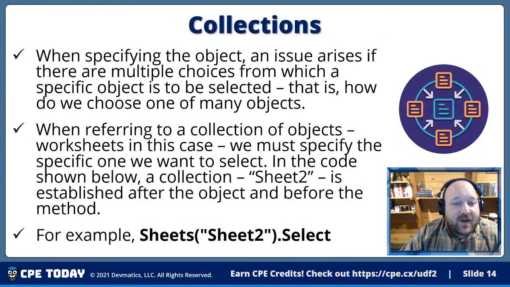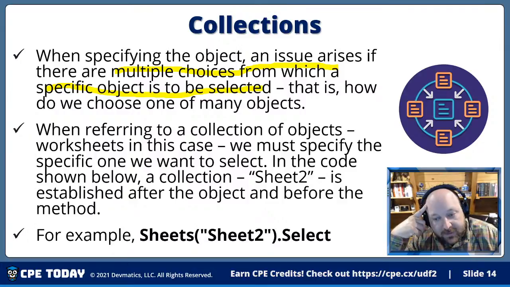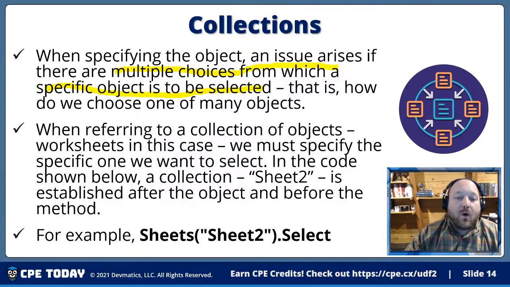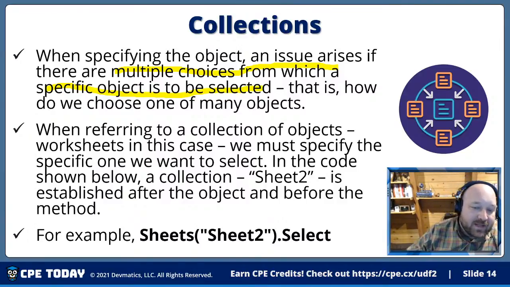Now, in VBA, we also have collections, okay? When specifying the object, if an issue arises where there are multiple choices from which a specific object can be collected, that is, how do we pick one of many objects? If you think about it, for example, A2, if I've got 10 worksheets, there's 10 A2s. How do we tell it what we want? How do we tell it where we want to get the specific data? Well, that is a collection.